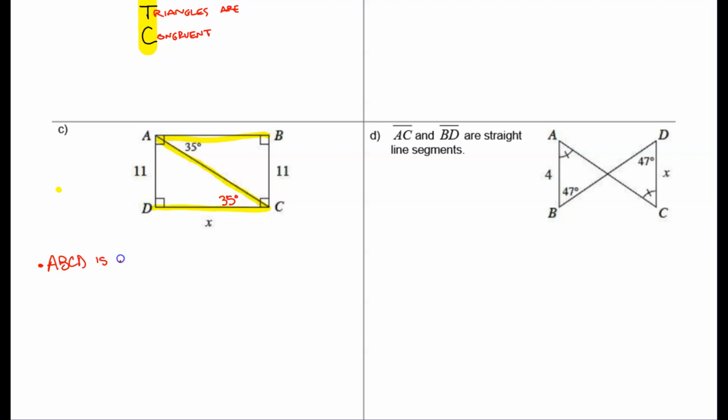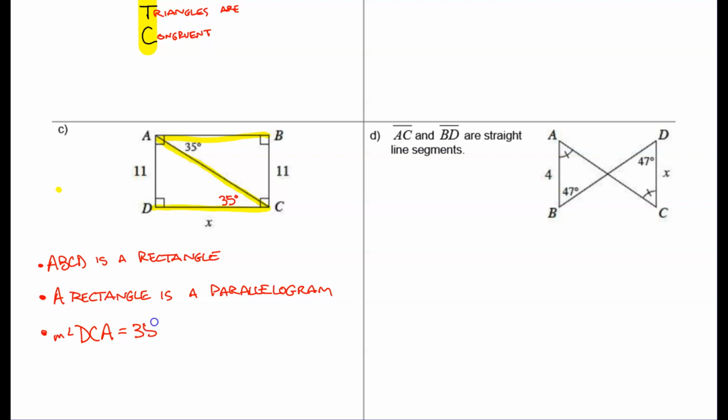ABCD is a rectangle based on the definition of a rectangle. I know a rectangle is a parallelogram. How do I know that? Well, that's one of the features of a rectangle. We proved it on the front side of the notes. I also know that the measure of angle DCA is going to be equal to 35 degrees, and that's the thing we just talked about: alternate interior angles between parallel lines are congruent. So now let's see if we can find x.